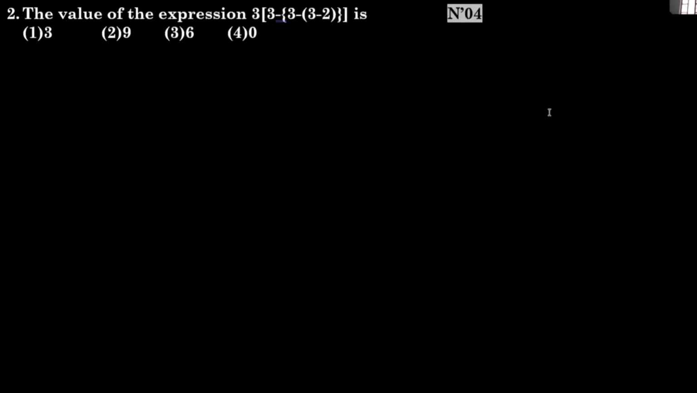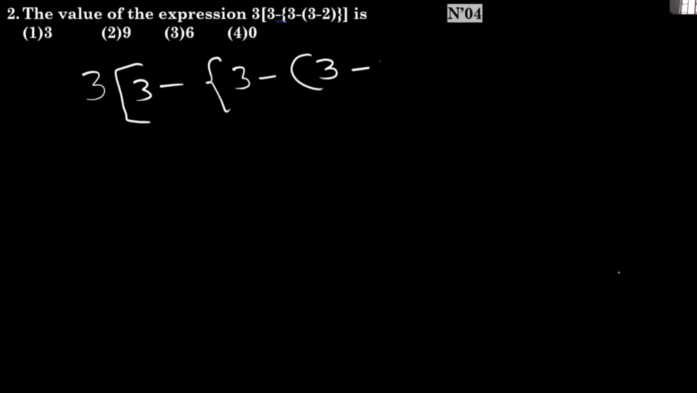Right, children. Second problem, the value of the expression: 3 square bracket begin, minus 3 minus flower bracket begin, 3 minus circular bracket begin, 3 minus 2 circular bracket close, flower bracket close, and square bracket also close.